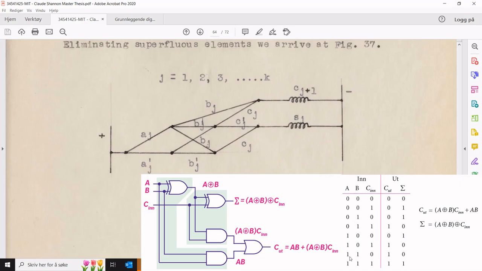And then if we have a and b equal to 1 and c equal to 0, then we get something out on the cj plus 1, but nothing on the sigma. And if we have all ones, we get both things coming out here, on cj plus 1 and on the sigma, which is the sj. And you see here, this can be realized using two half adders.